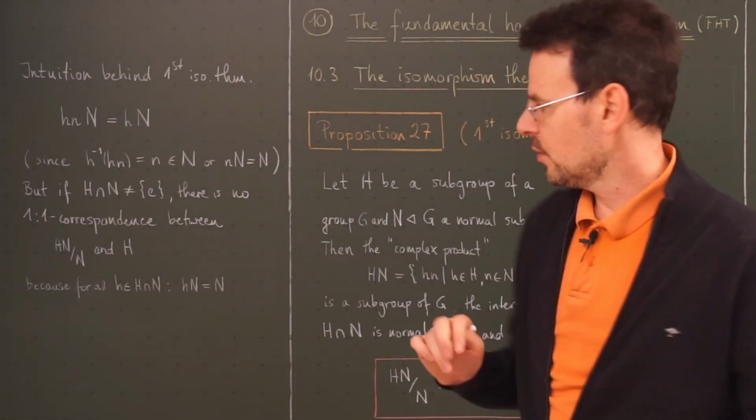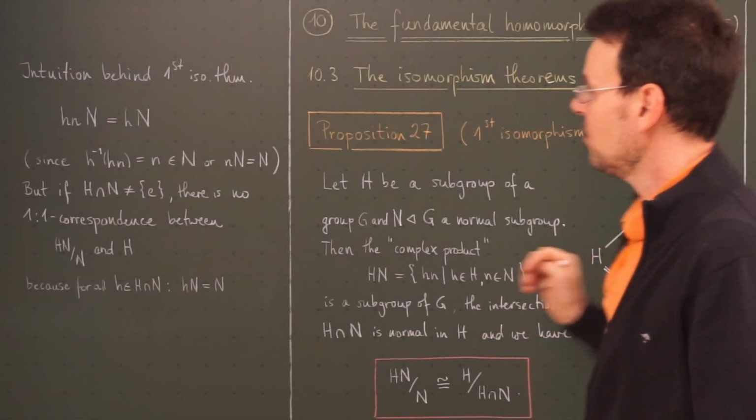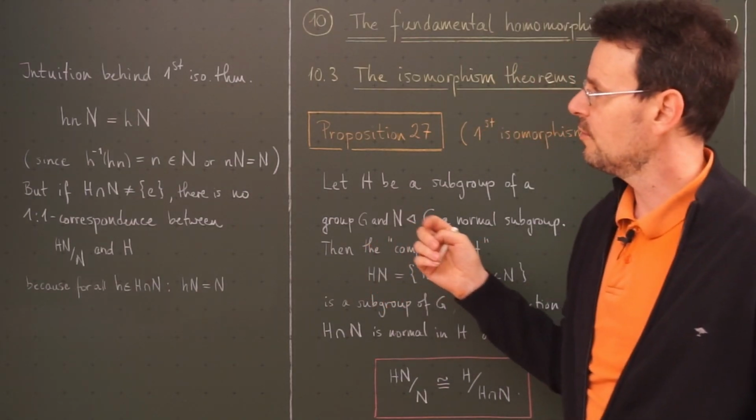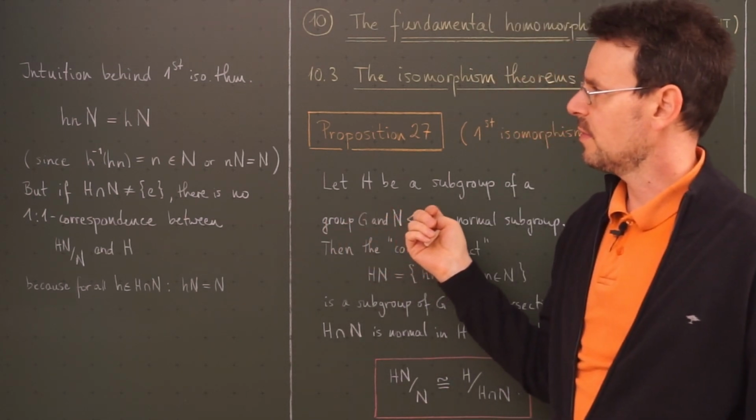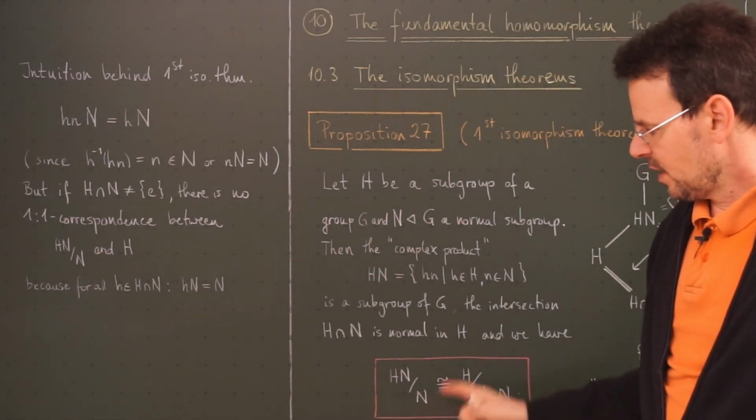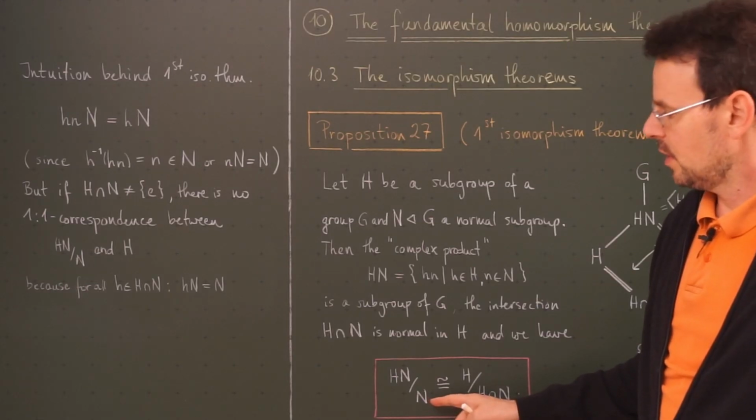Okay, before we take a look at the proof, or at least an outline of the formal proof, a little bit more about the intuition behind this isomorphism theorem. If I take any element of this factor group here, it is of this form.